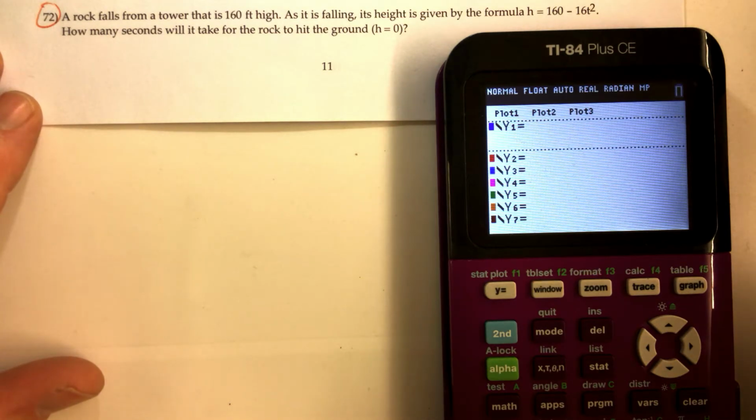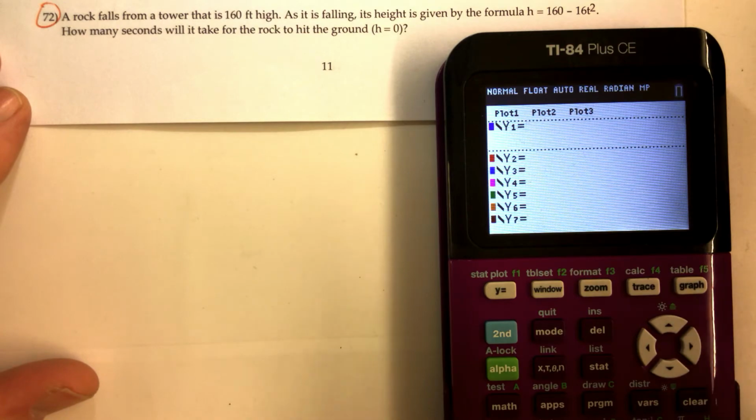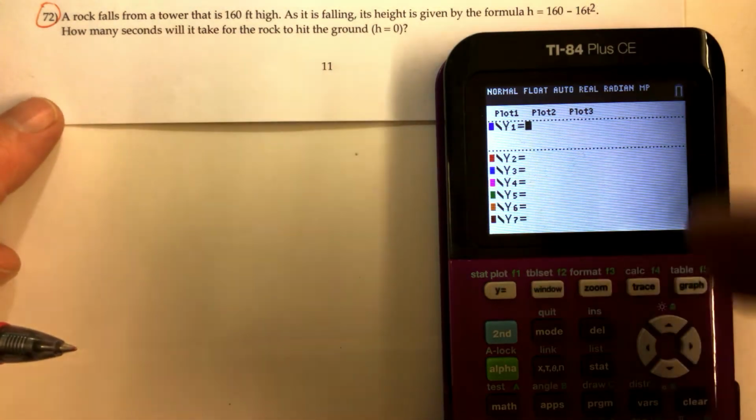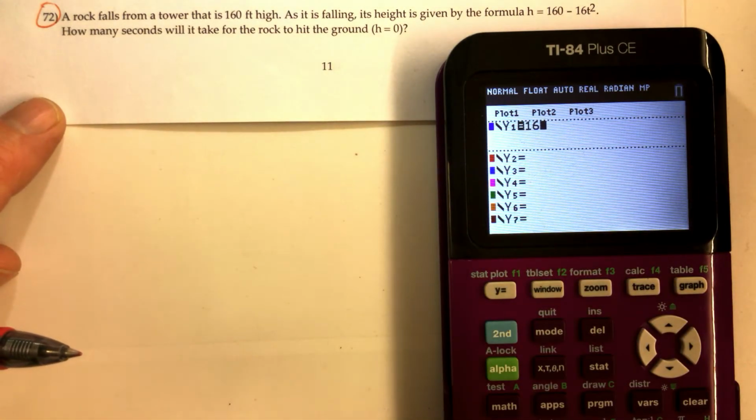All right, guys, a couple more. Problem 72. A rock falls from a tower. It's 160 feet high. It's falling. Its height is given by the formula. So we have a formula, and we're going to type in that formula into either Desmos or our graphing calculator.